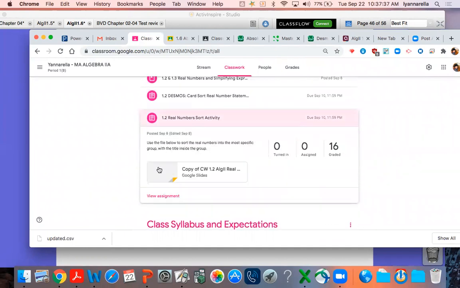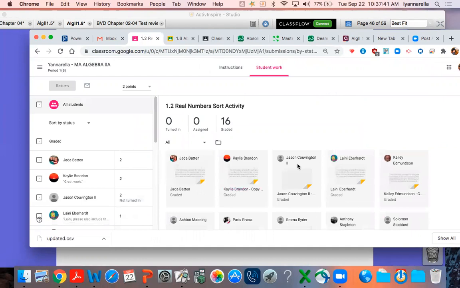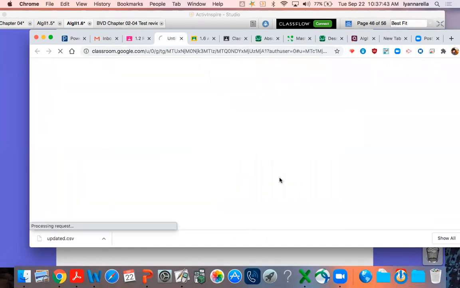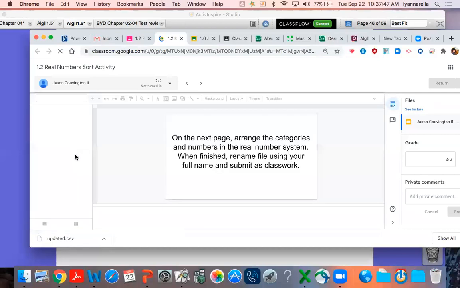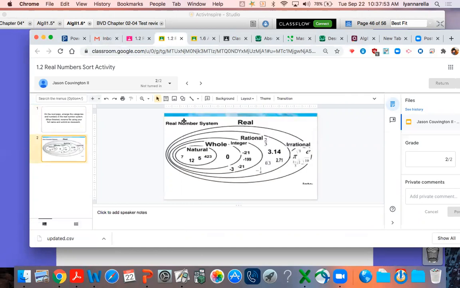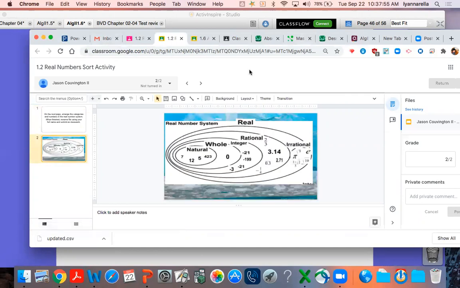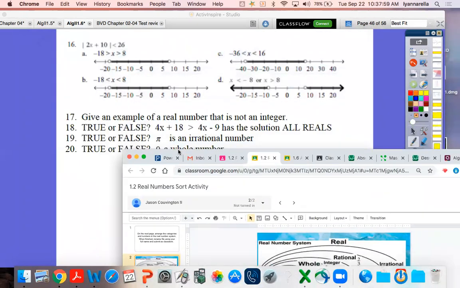That was the real number card sort. And if I look at the real number card sort, I remember one particular person did a really good job. So I want to pull his up. If you look at this real number card sort and it's correct as his is, you should be able to get an idea of what these questions are asking you. So for this one, it says, give an example of a real number that is not an integer.